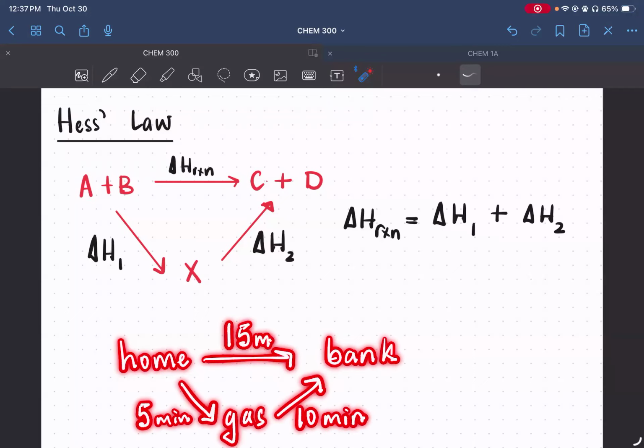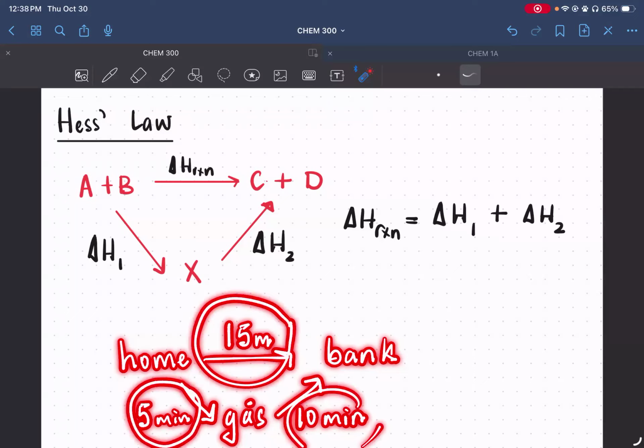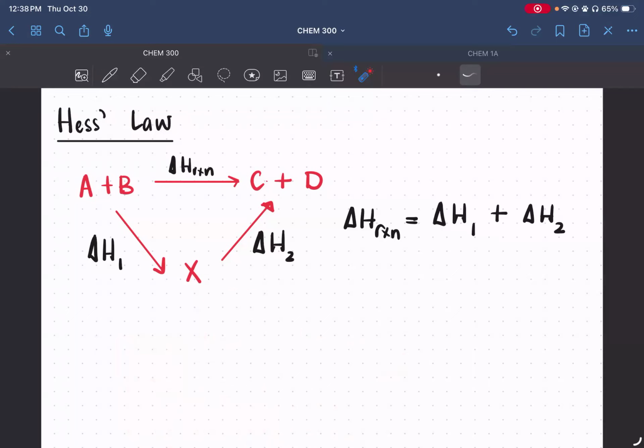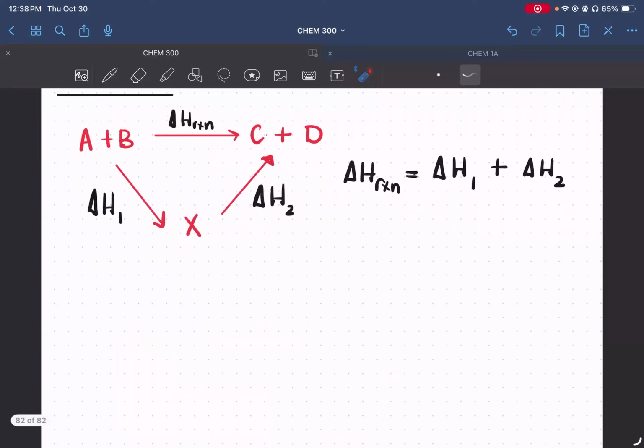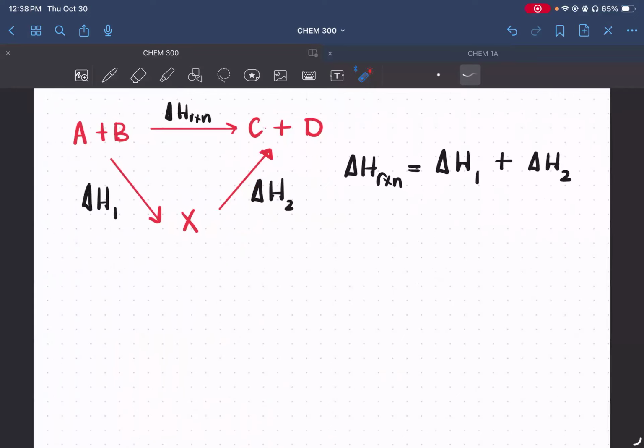This is basically the premise of Hess's law. Not counting the time actually spent filling up gas, but just the commute, the total time taken is equal to the individual times summed together. Let's see what that looks like in the form of a question.